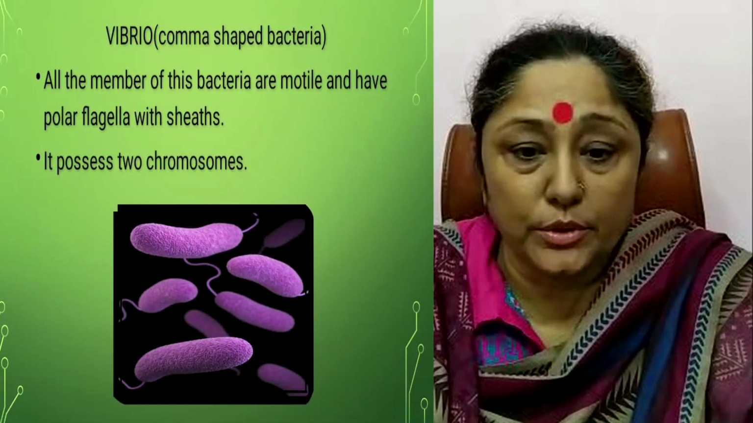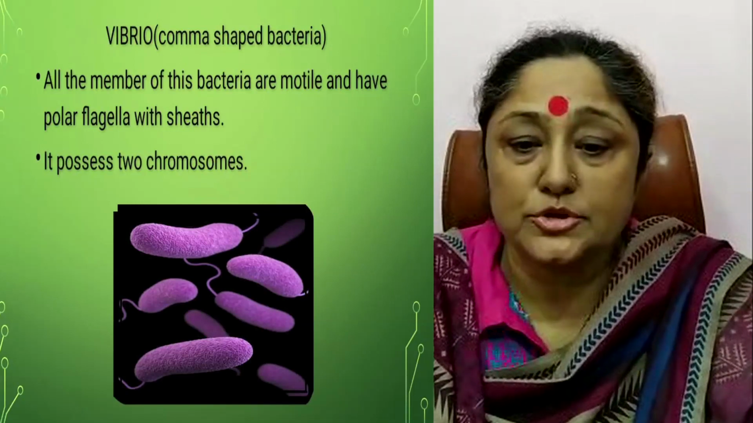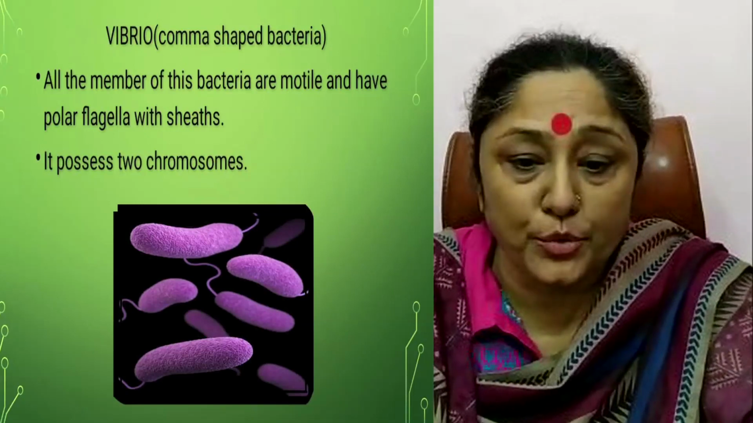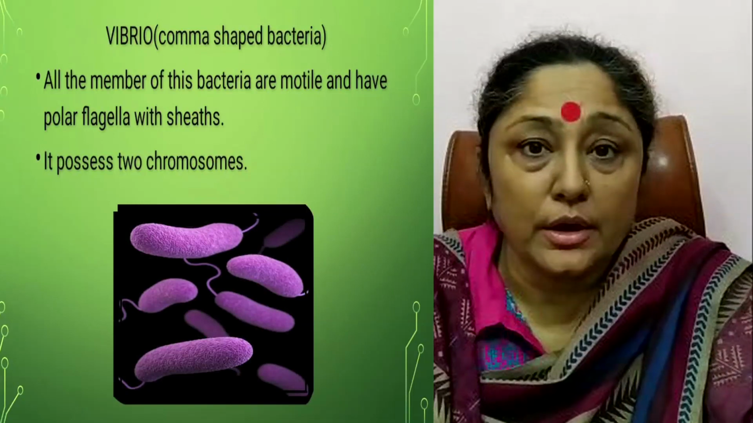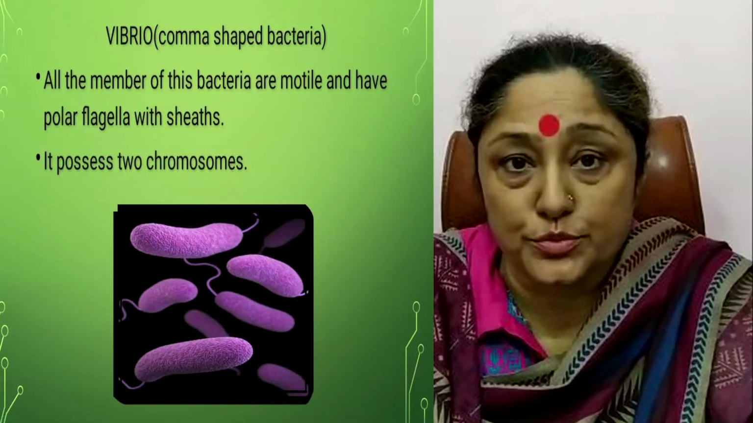Now we will be studying about the Vibrio, which is a comma-shaped bacteria. And all the members of this bacteria are motile. Motile means that they can easily move around. And how can they move around? Because they have polar flagellae with sheaths, and they possess 2 chromosomes.